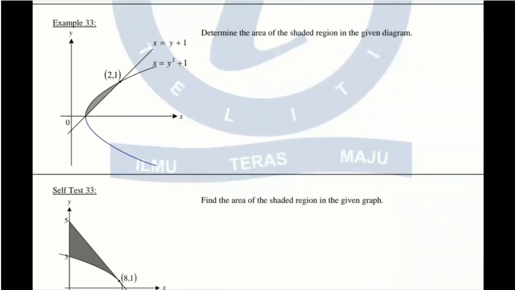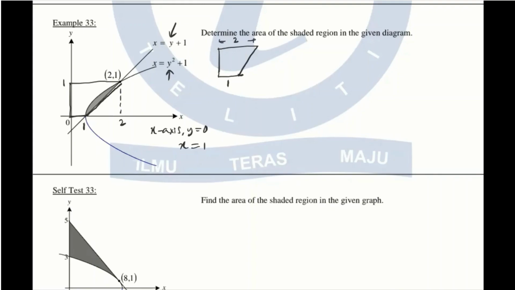Example 33. So the one on the right is a straight line. See that? You move over to the left, you get a trapezium like this. Now this trapezium, I can see that at the x-axis, y is 0. So if I substitute y equals 0 inside here, or even inside here, my x is going to be 1. So I know the length from here to here is 1. And if I draw a line here, this is 2, this is 1. So the parallel sides will be 1 and 2.